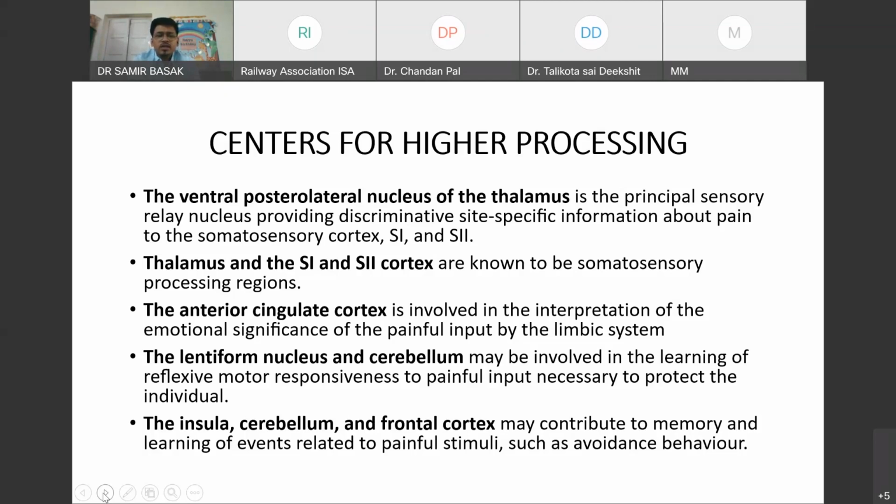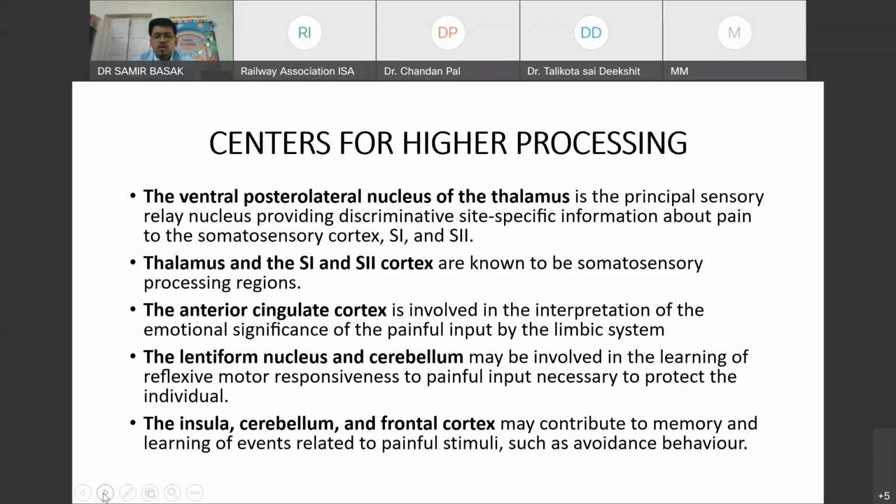The anterior cingulate cortex is involved in the emotional interpretation, the emotional significance of the pain pathway. And the lentiform nucleus and the cerebellum are responsible for the reflex response. When we have to remove our leg or hand from something burning, or a pin prick, our lentiform nucleus and cerebellum act that way.